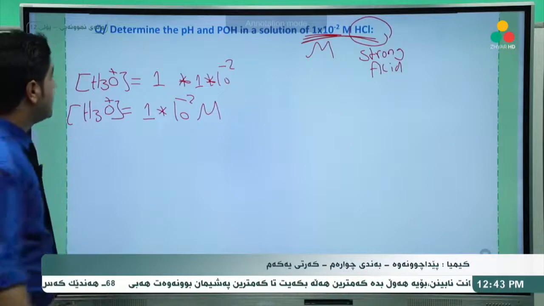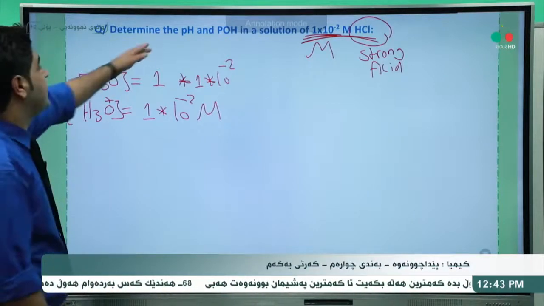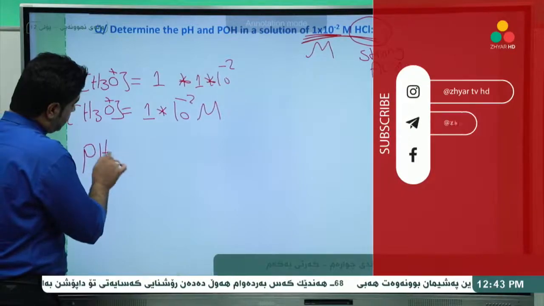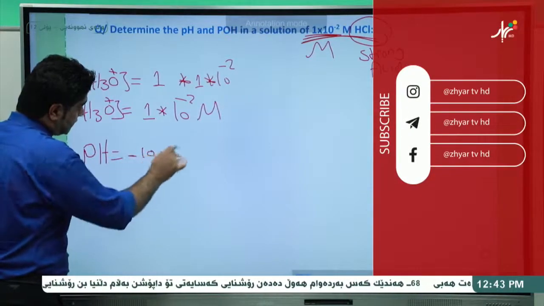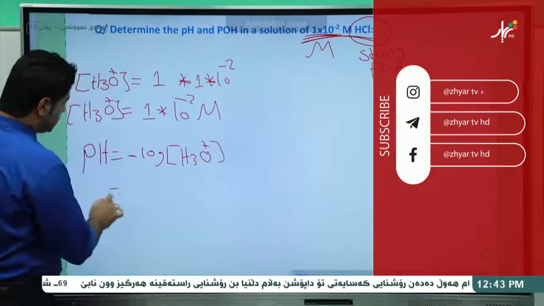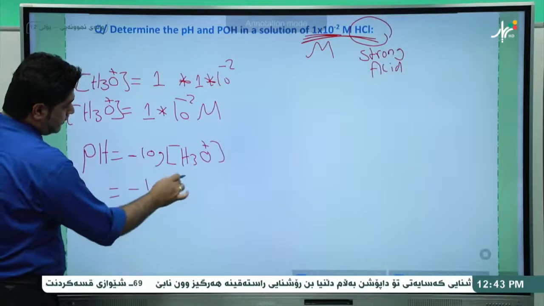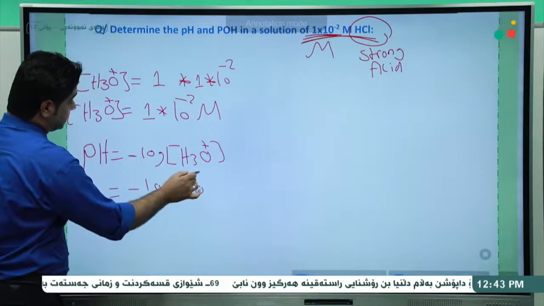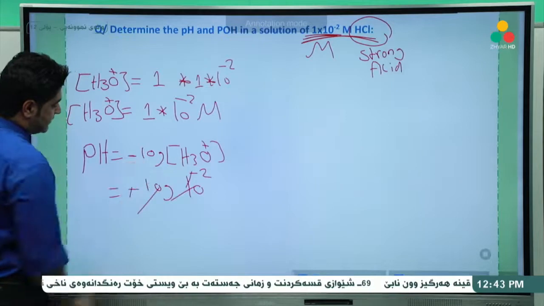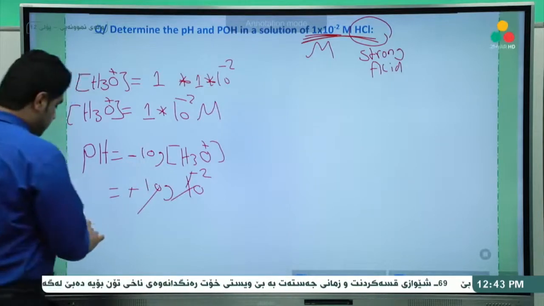Okay. Now we have the hydronium ion, so we can find our pH value immediately. It's very easy. pH is equal to negative log of hydronium ion, which is equal to negative log of 10 to the negative 2. So the log and the negative cancel each other, minus with minus.